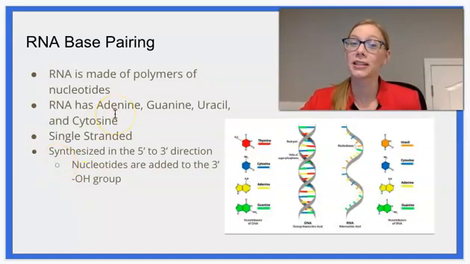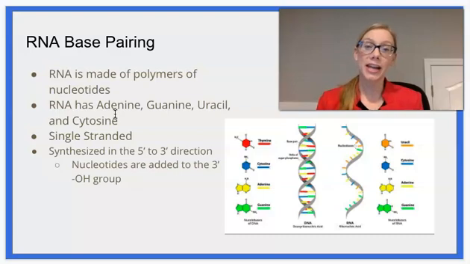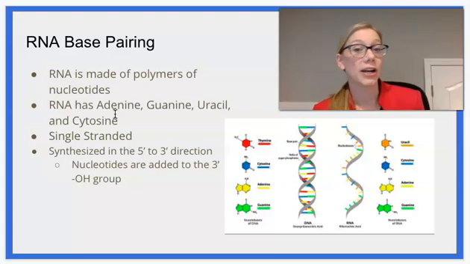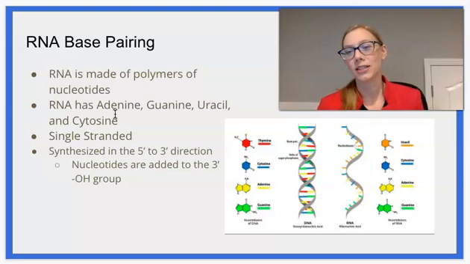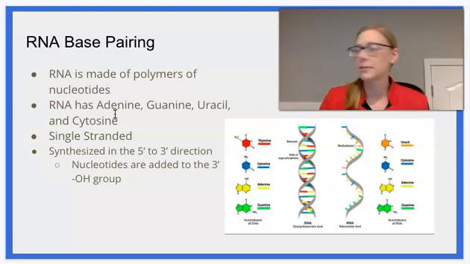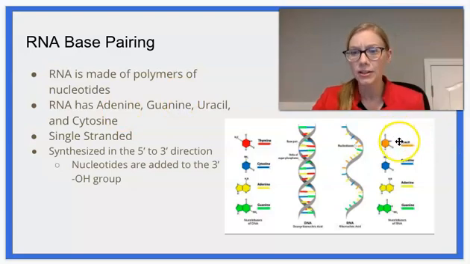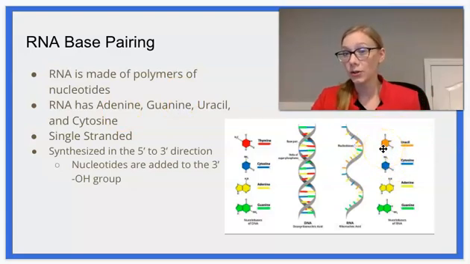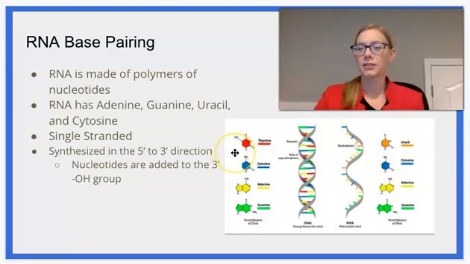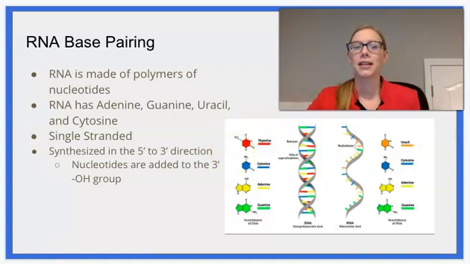RNA base pairing is just a little bit different. RNA, again, is made of nucleotides, right? But RNA is going to have adenine, guanine, uracil, and cytosine. Notice it doesn't have thymine, so the U replaces the T, if you will. And RNA is also going to be single-stranded. It's still going to be synthesized in the 5' to the 3' direction, meaning nucleotides are added to that 3' OH group. Now, when we look here, uracil is also a single ring, right? So it's a pyrimidine and it's going to replace thymine, so that will structurally make sense to us later on.